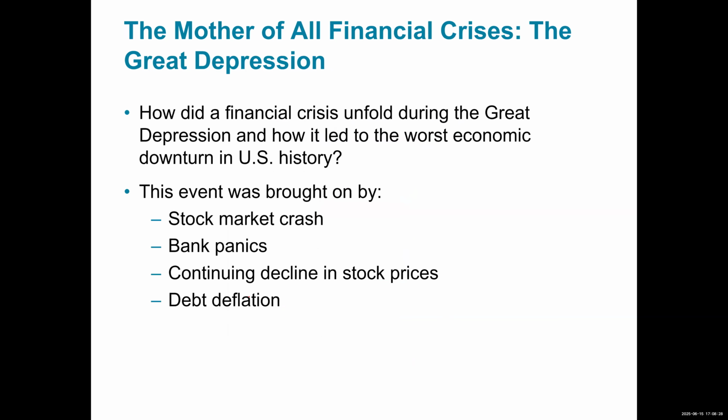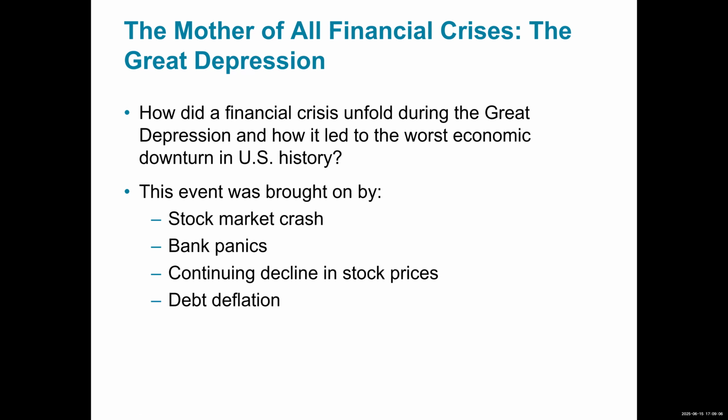Okay, so let's talk about some case studies here. I'm going to start with some of the cases, what happened. Let's start with the mother of all financial crises, the Great Depression. So you guys learned from your history books that the Great Depression was one of the key economic downturns that affected the global economy. Okay, the United States was severely impacted by the Great Depression and the rest of the world in general. So how did the financial crisis unfold during the Great Depression era, and how did it lead to the worst economic downturn in U.S.